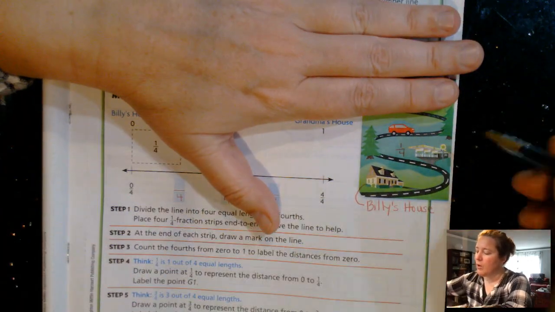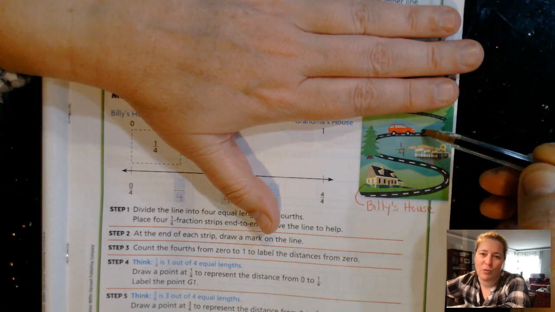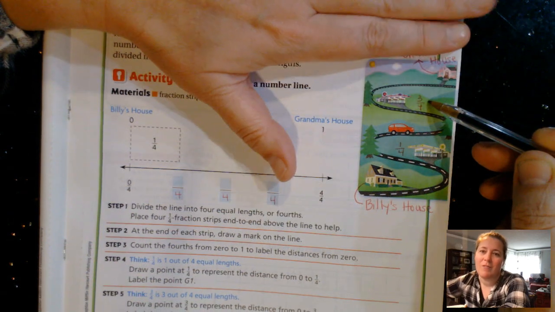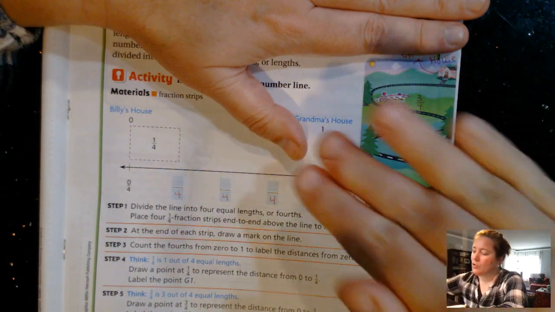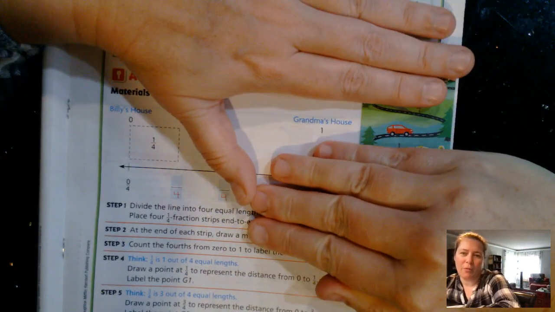But if you said, okay, how much for this part and this part, it would be 1/4, 2/4. If you counted all three, it would be 1/4, 2/4, 3/4. If you counted all four, it would be 1/4, 2/4, 3/4, 4/4. But each one on its own is a fourth.